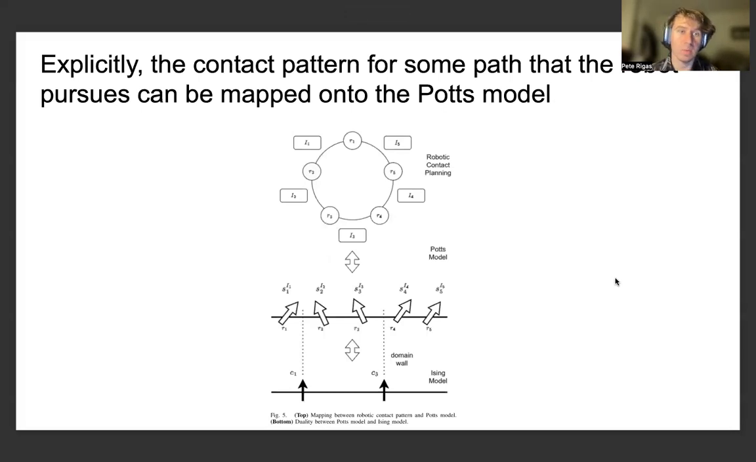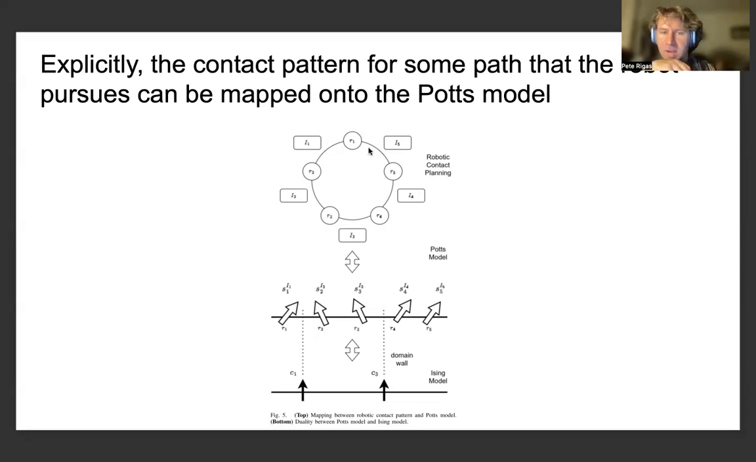And equivalently, furthermore, the contact pattern for some path that the robot pursues can be mapped onto the Potts model. The Potts model is a very well-known model of statistical mechanics, which is a generalization of the Ising model. And this model comes into play in this paper and demonstrates a connection within the GOC framework between robotics, statistical mechanics, and optimization, because the optimization over the contact pattern that we took for the sidewinding hexapod and other robots from that paper can be mapped onto and expressed as finding the ground state of a Potts model.